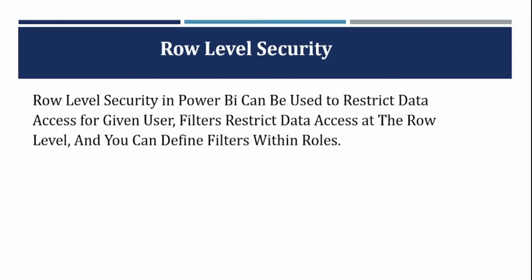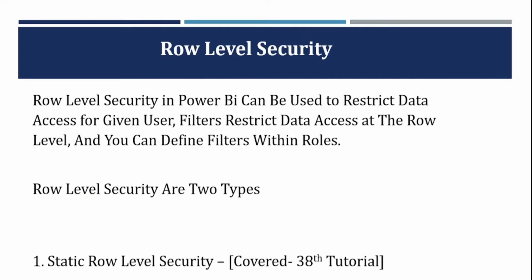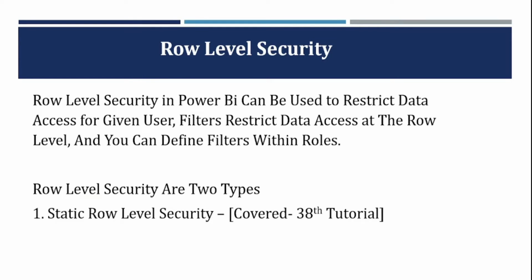So here is the definition of row level security. Row level security in Power BI can be used to restrict data access for a given user. We can restrict data access at the row level, and you can define filters within the roles. And there are two types of row level security. The first one is static row level security.